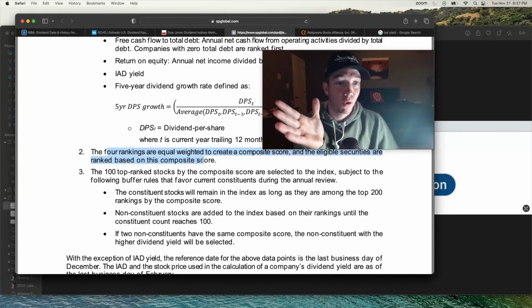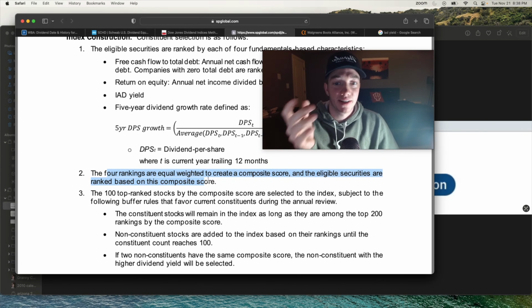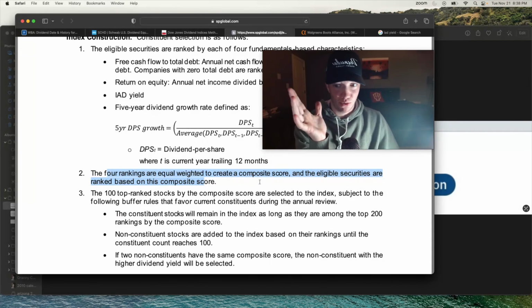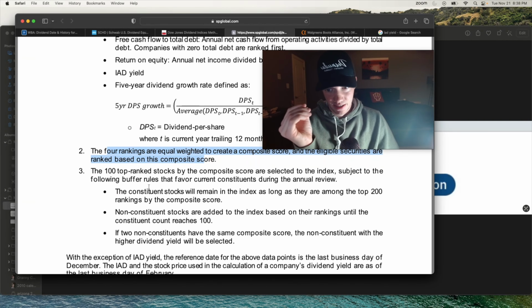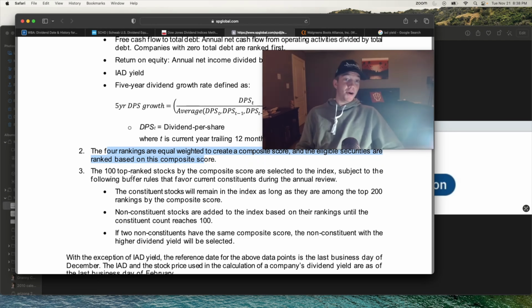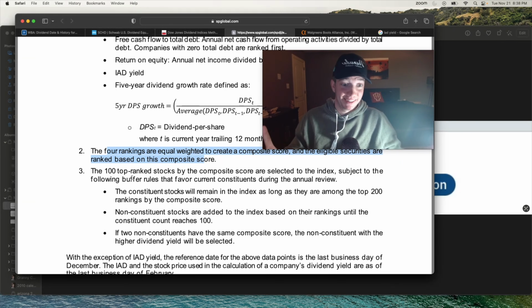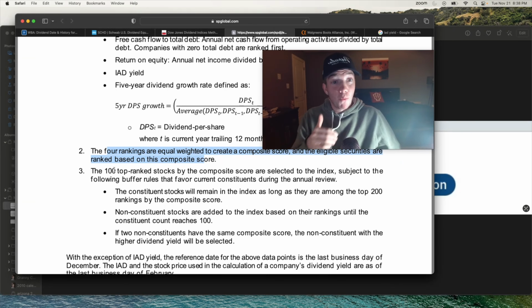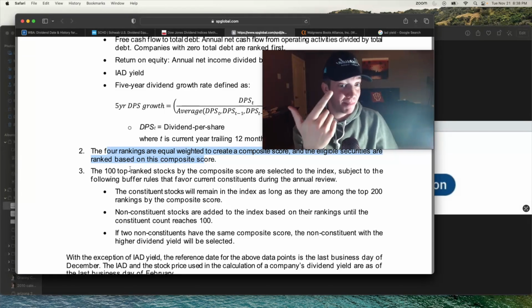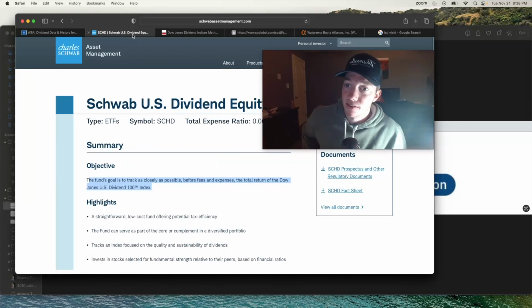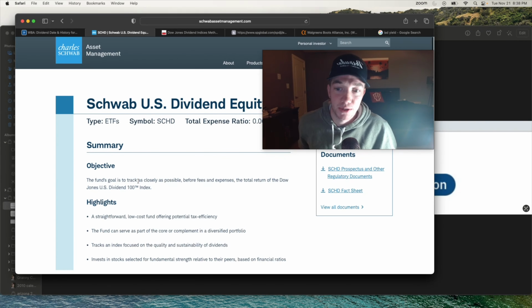So they take these 4 rankings we just discussed. They're equally weighted. This creates kind of a composite score. And then the top 100 in that composite score, that's the index. Those 100 companies are going to make up the roughly 100 holdings within SCHD. Okay. Again, track as closely as possible.